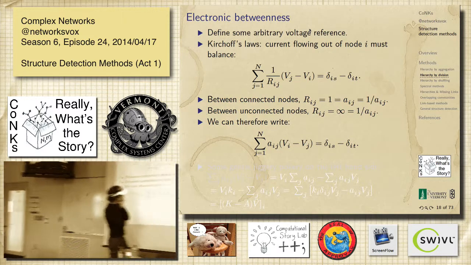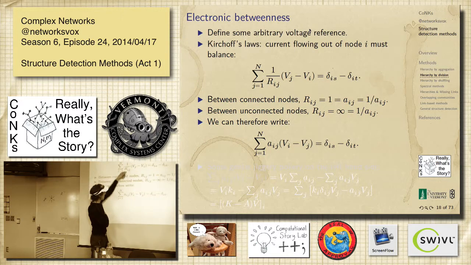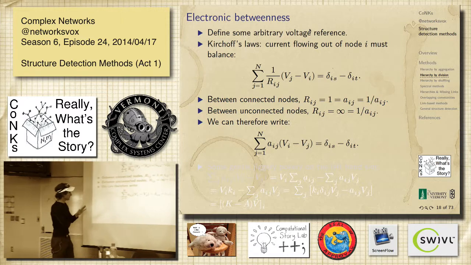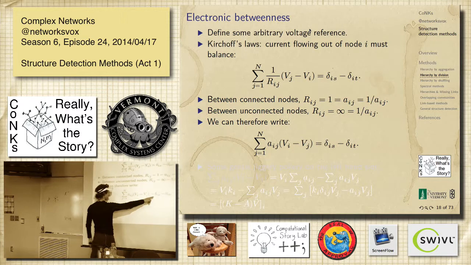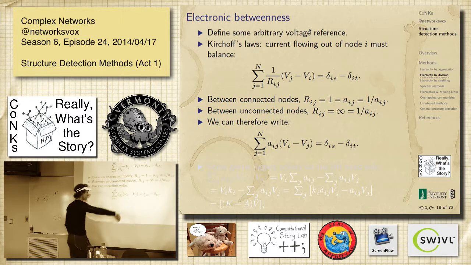Okay, so let's look at this guy. Right, so we've replaced the 1 over resistance with Aij. Good, that's good. And then we're going to mess around with this a little bit. So it's the voltage of I relative to its neighbors.